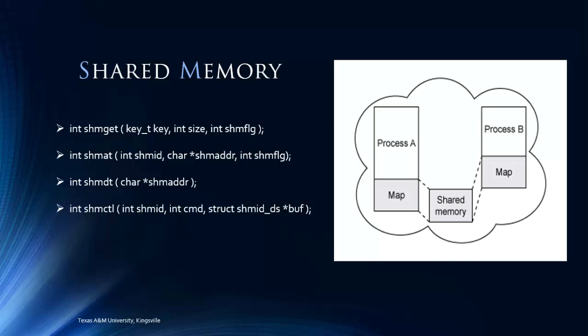We use shmat if we want a process to be attached to the shared memory. If we want the process to be detached, we use shmdt. shmctl performs the control operation specified by command on the System V shared memory segment, whose identifier is given in shmid.